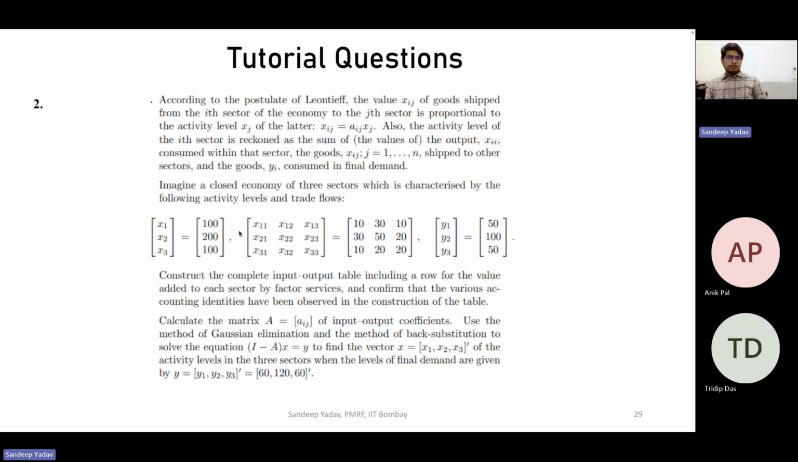It says, according to the postulate of Leontief, the exchange of goods shipped from the ith sector of the economy to the jth sector is proportional to the activity level xj. So xij is equal to aij times xj. Also, the activity level of the ith sector is reckoned as the sum of all the outputs xij consumed within that sector. Now imagine a closed economy of 3 sectors which is characterized by the following.